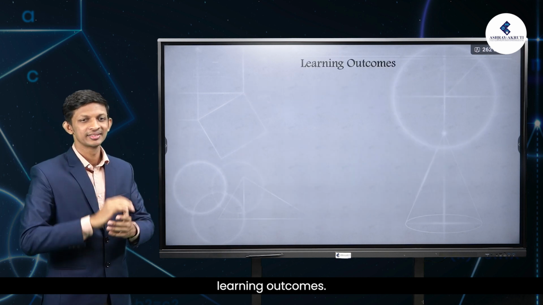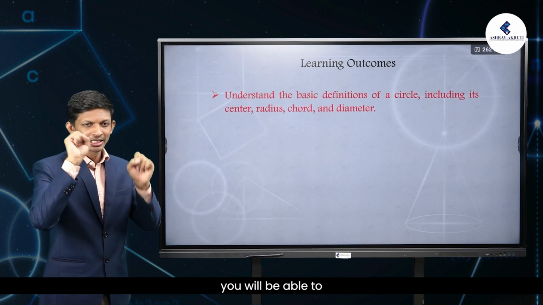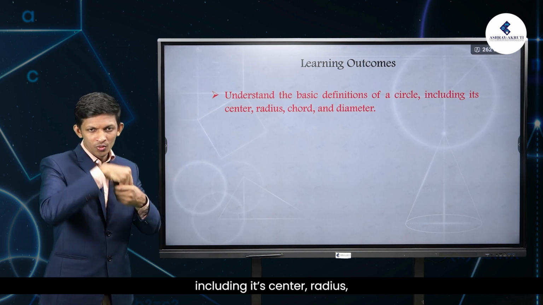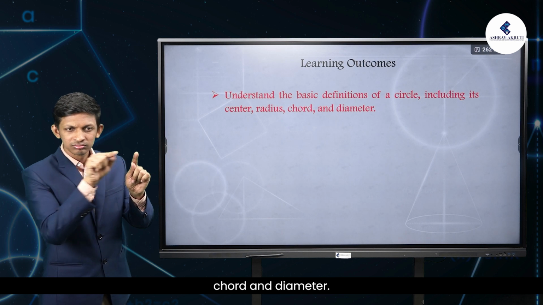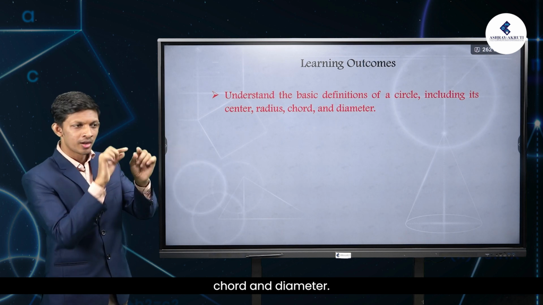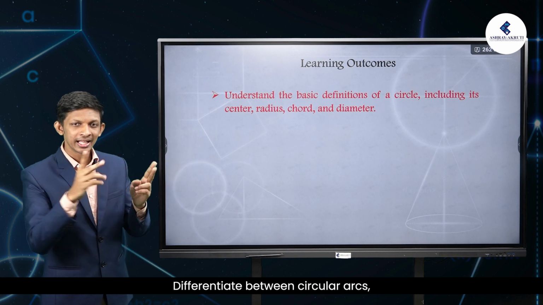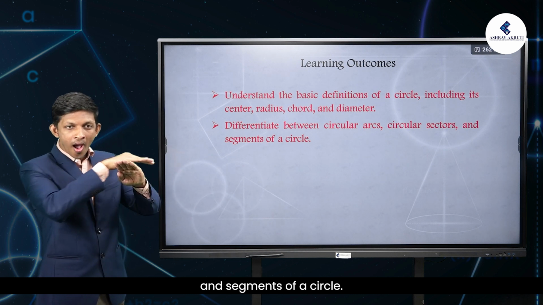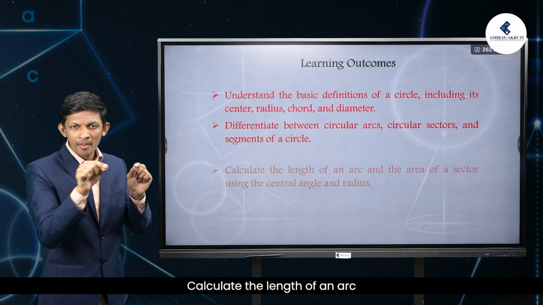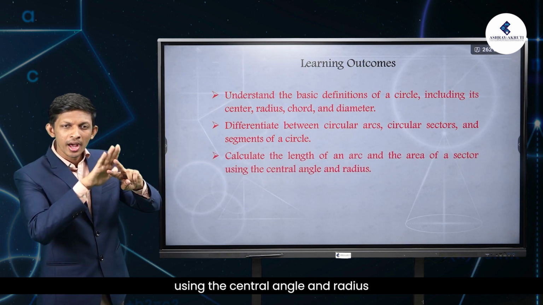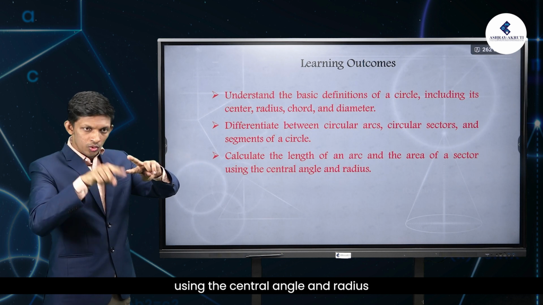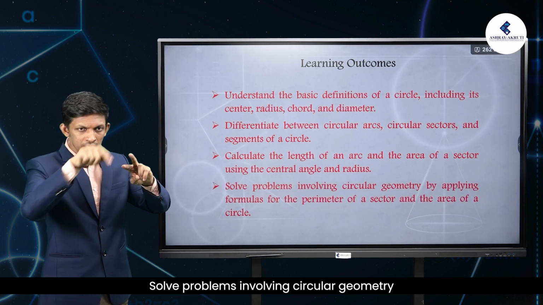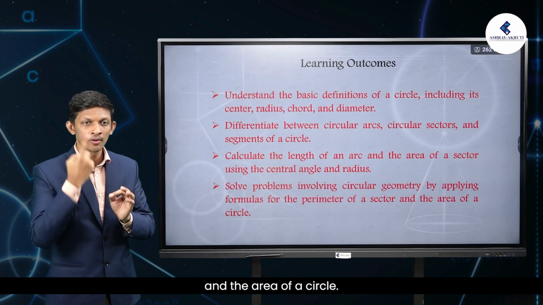Learning outcomes. At the end of this lesson, you will be able to understand the basic definitions of a circle, including its center, radius, chord, and diameter. Differentiate between circular arcs, circular sectors, and segments of a circle. Calculate the length of an arc and the area of a sector using the central angle and radius. Solve problems involving circular geometry by applying formulas for the perimeter of a sector and the area of a circle.